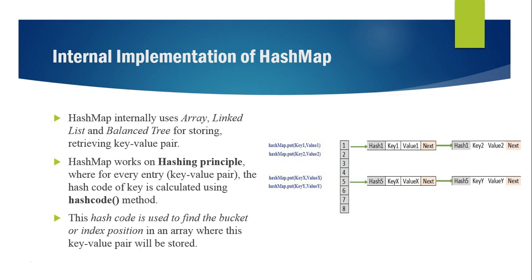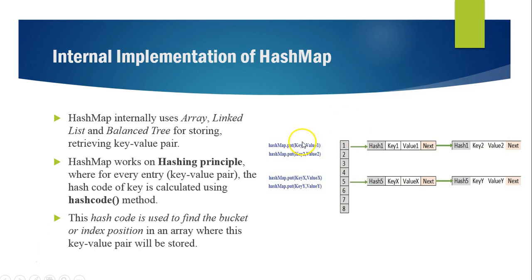After we get the index position, the HashMap calls the equals method to check if the value is already present or not. So if the value is already present in the linked list, then there is no need to store the key value pair. Otherwise, we will store the key value pair inside the linked list.